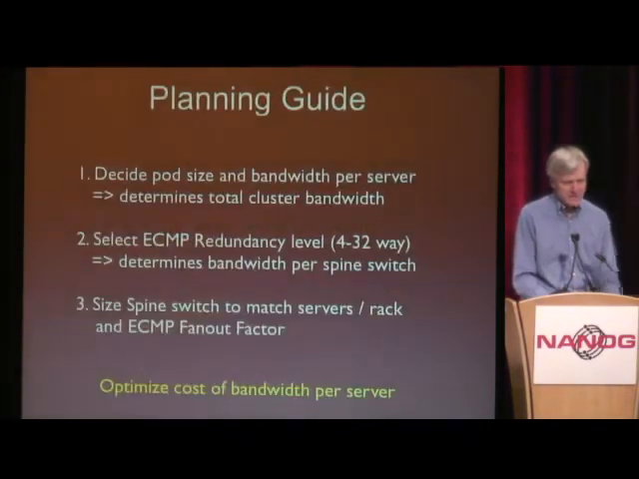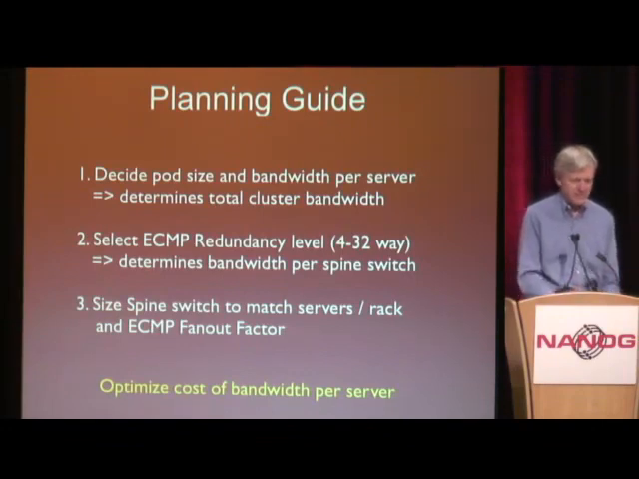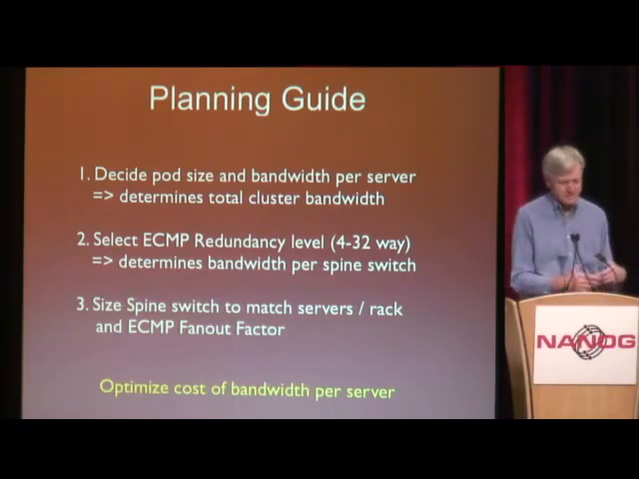But the simple design guide is you start with the requirement on the pod size and the bandwidth per server, which determines the total cluster bandwidth, and then you select the degree of ECMP redundancy required, anywhere from 4 to 32 way, and that determines the bandwidth per spine switch, and then you connect it all together, and that is the cluster. People are very careful to optimize this for overall cost per bandwidth per server, but this is how some of the largest websites out there have been built.